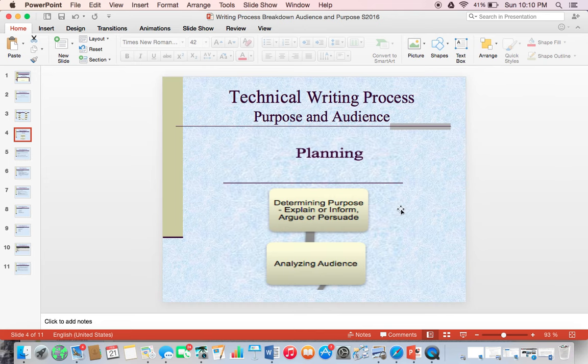Whenever we write a document or give an oral presentation, we have a purpose in mind. In technical writing, the purpose is usually to explain or inform, or to argue or persuade. We will start by talking briefly about how to determine purpose, and then spend a lot more time on the analyzing of audience.